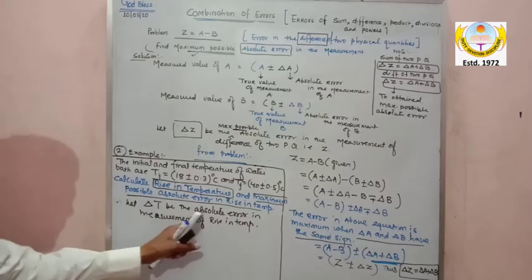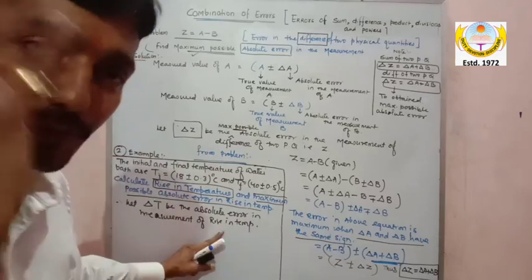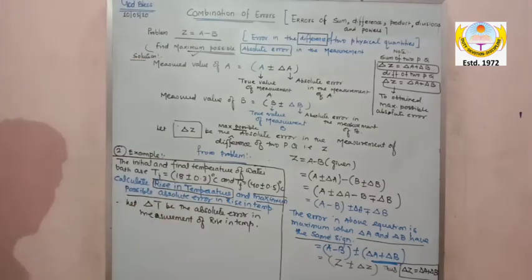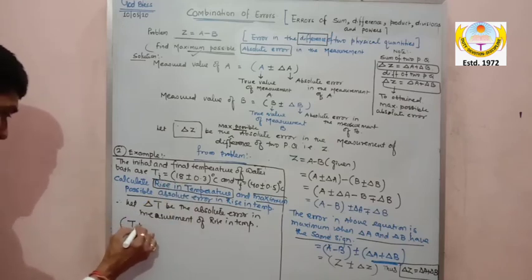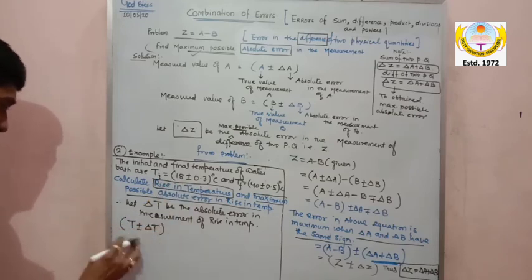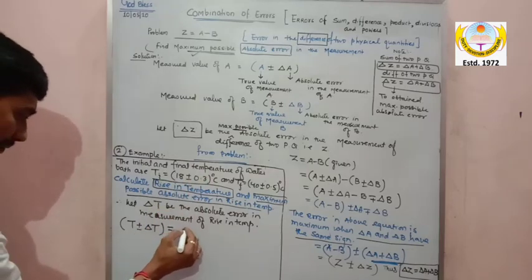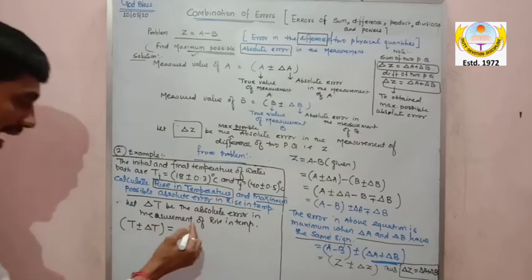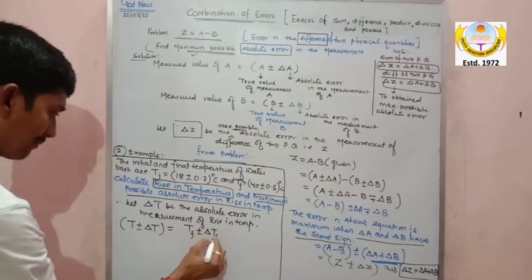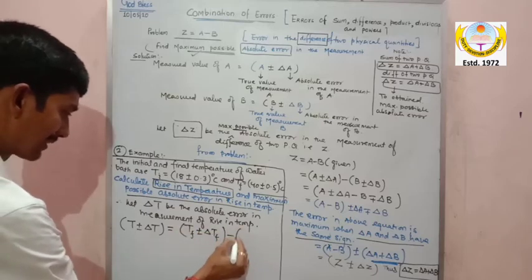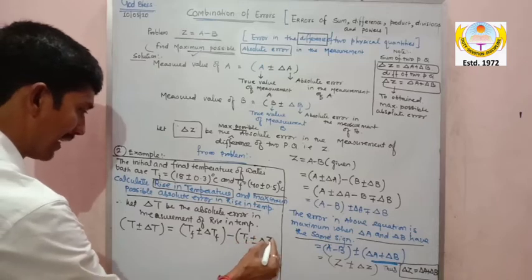Let delta T be the absolute error in the measurement of rise in temperature. Since I have to calculate the rise in temperature first, how will I write it? T plus minus delta T is equal to, you all know, TF plus minus delta TF, minus TI plus minus delta TI.